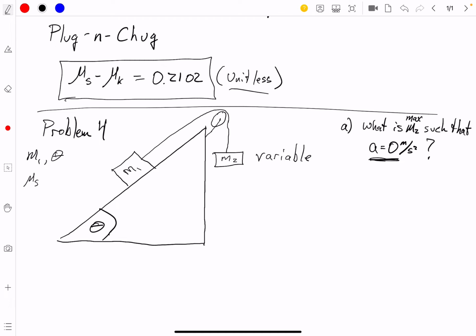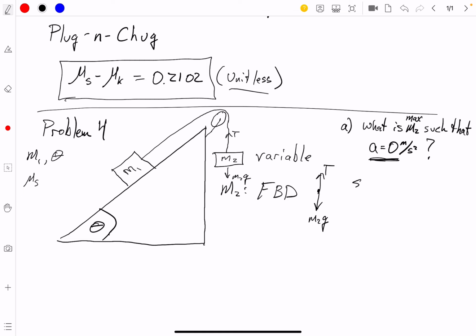All right, so we're going to do the same thing that we did before. We're going to do M2 first. We're going to do our free body diagram. I'm going to say for this one, down is positive. So I'm going to draw M2G going down. We've got our tension going up. Okay, so that's our free body diagram.